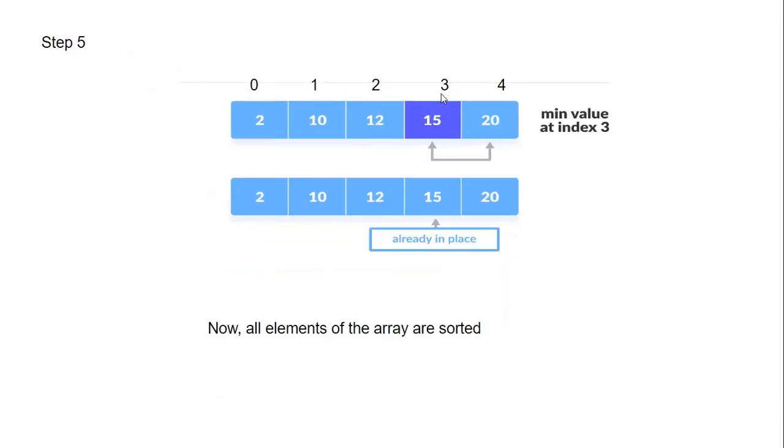Compare the elements at index 3 and index 4. The minimum element is present at index 3, so it is already in the right place. Now all elements of the array are sorted.